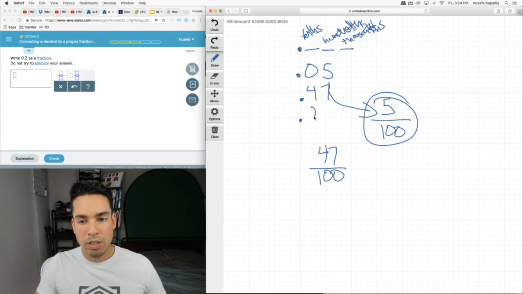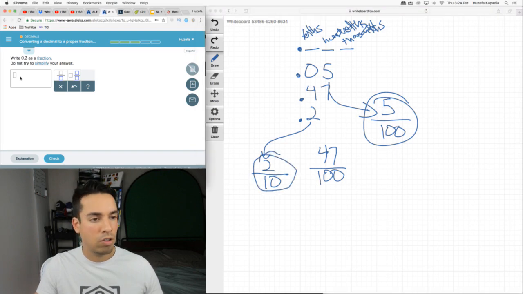Last but not least, 0.2. Now we don't have a digit here. This stops in the 10th spot. So in this case, we throw that 2 above, not 100, but just a 10. This is 2 out of 10.